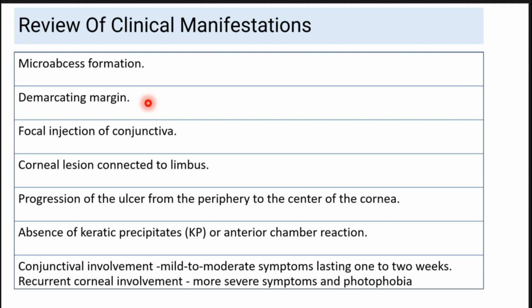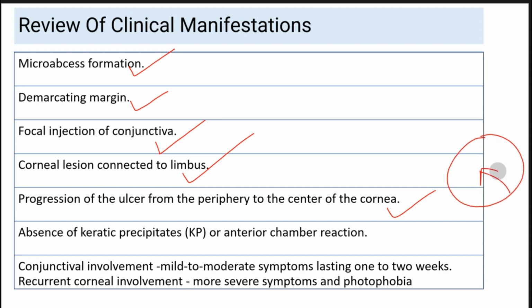Now, before we jump into the differential diagnosis of phlyctenular keratoconjunctivitis, let's review some of the clinical manifestations. So, you might have microabscess formation, and this happens mainly in the conjunctival phlyctenules. Usually, they will be well demarcated. There's going to be focal hyperemia or injection of conjunctiva. The corneal lesion will have some sort of connection to the limbus. The lesions can progress, or the ulcer can progress from the periphery to the center of the cornea. So that's the direction from the limbus to the center.